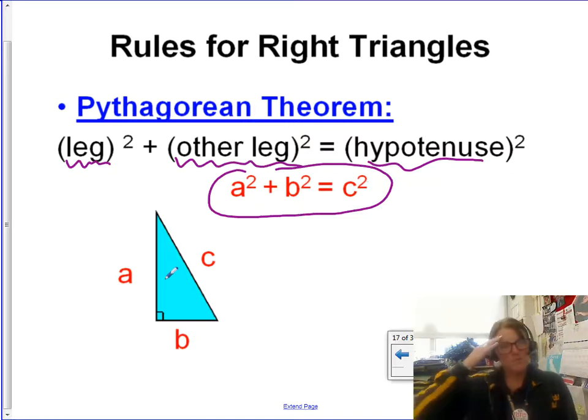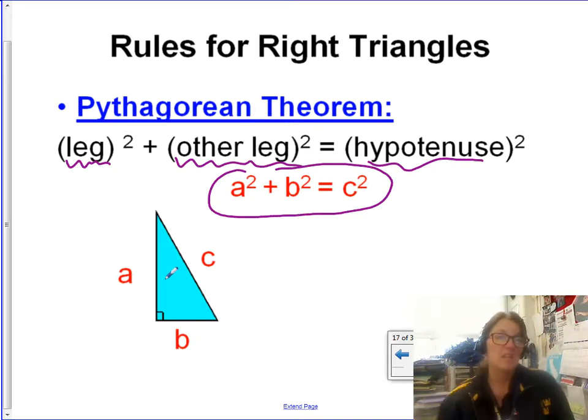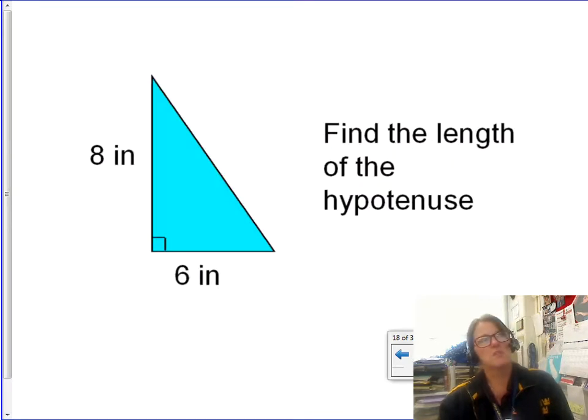So maybe you remember seeing this formula before. This is where it comes from and what it means. It only works for a right triangle. Okay, that's the only time it works. So let's put this into practice.